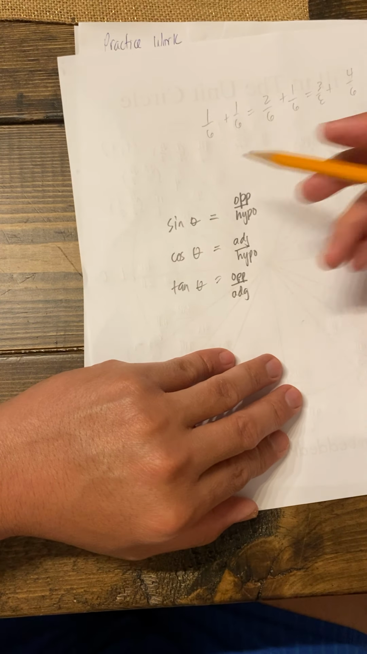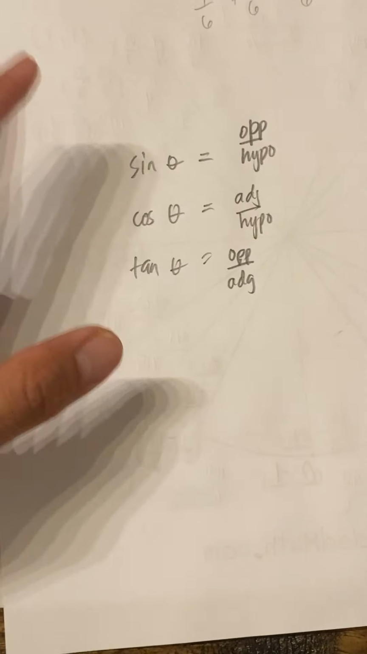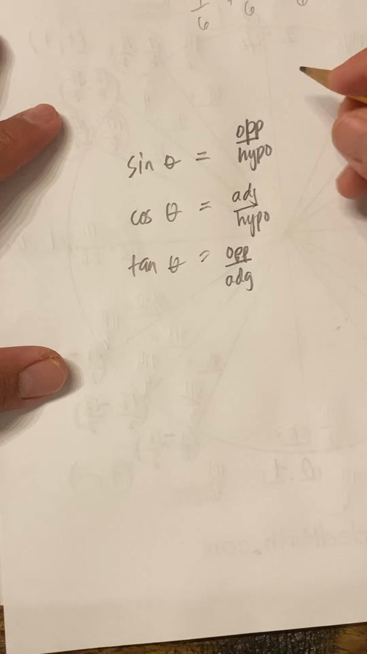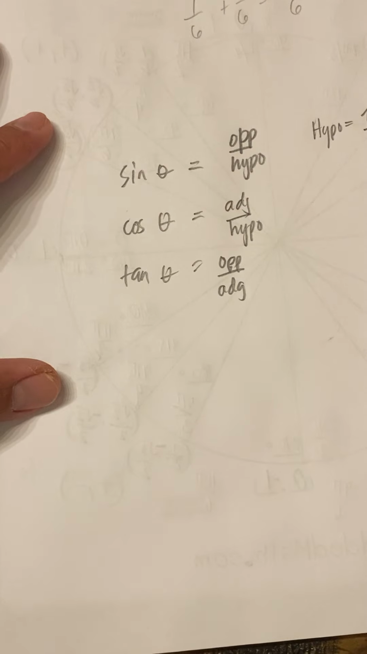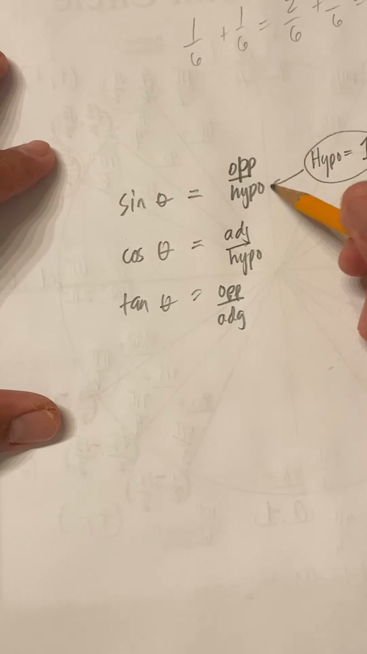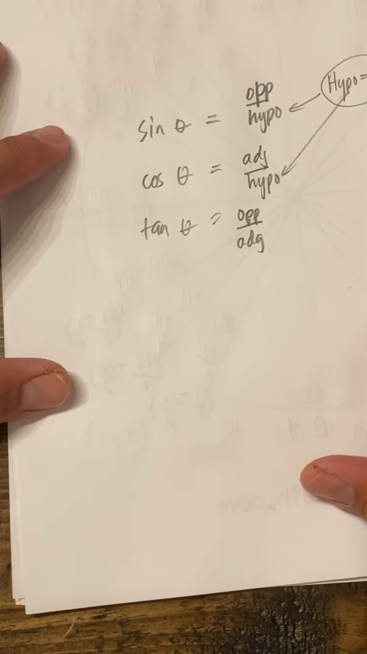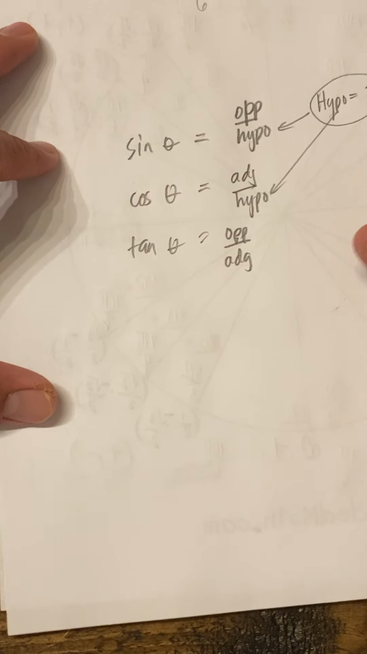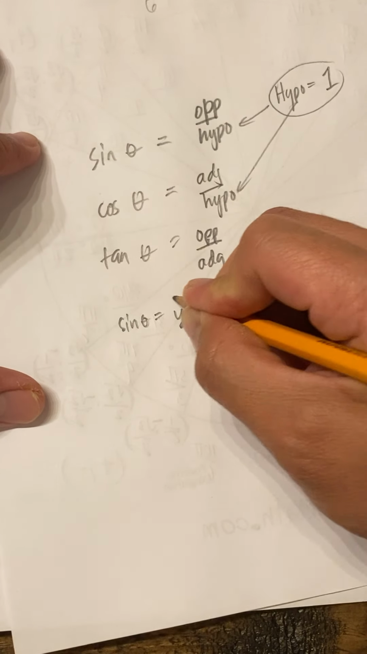But since we're dealing with the unit circle, I don't know if you can see, I'm going to zoom in. Since we're dealing with the unit circle, the hypotenuse is always equal to 1. Therefore, the denominator here will be equal to 1. To make the story short, I'm going to simplify it. Sine theta is whatever the y value is.